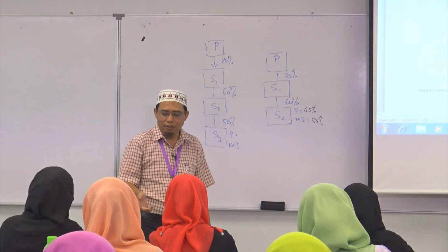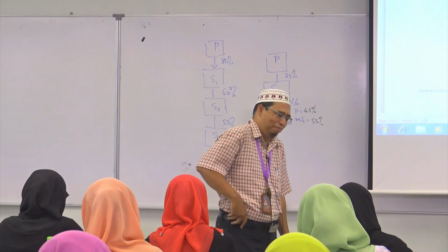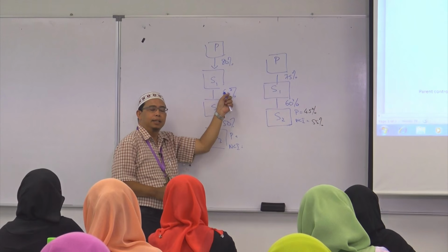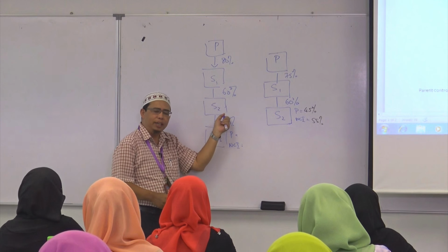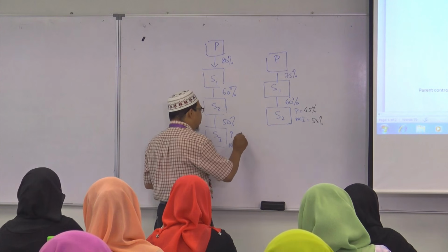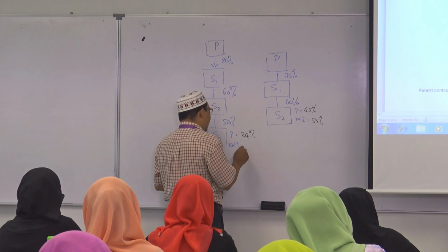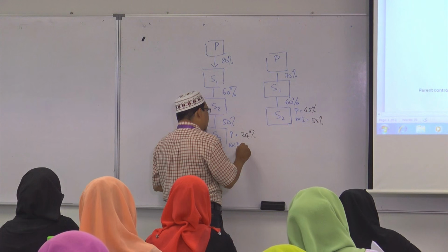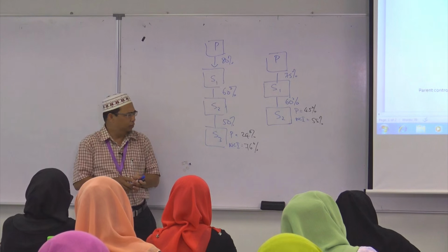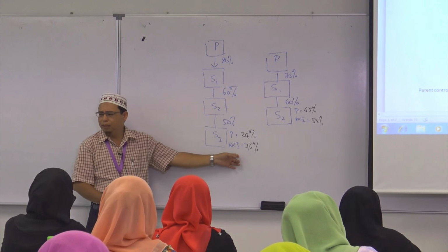Use your powerful calculator. What? 24. So 80 times 60, 48. Half of 48, 24, isn't it? So this one is 24. So this one NCI 76. So if you look at this percentage, you will find that the NCI is very big.